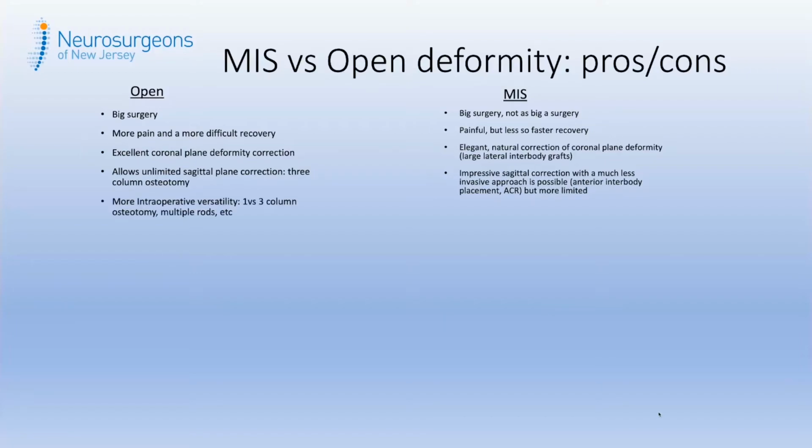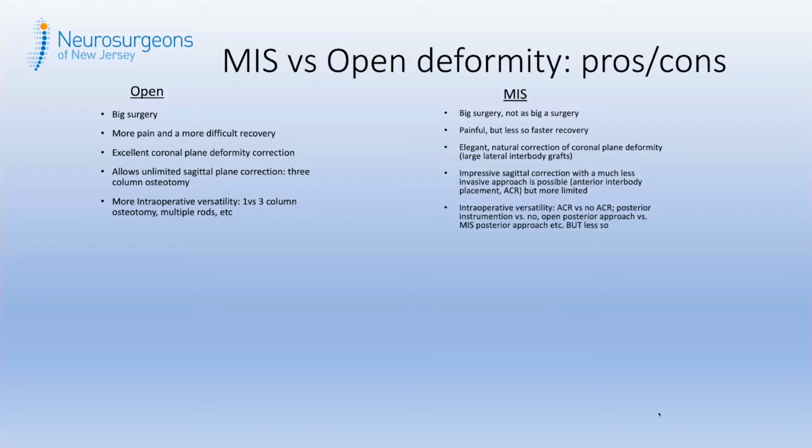So with open techniques, there's the intraoperative versatility, right? So in terms of sagittal correction, you're not always able to know exactly how much correction you're going to need. And this has to do with the flexibility of the deformity. You can make some educated guesses, obviously, but it's harder to know. And obviously, there's more intraoperative versatility in terms of placing multiple rods and doing other techniques.